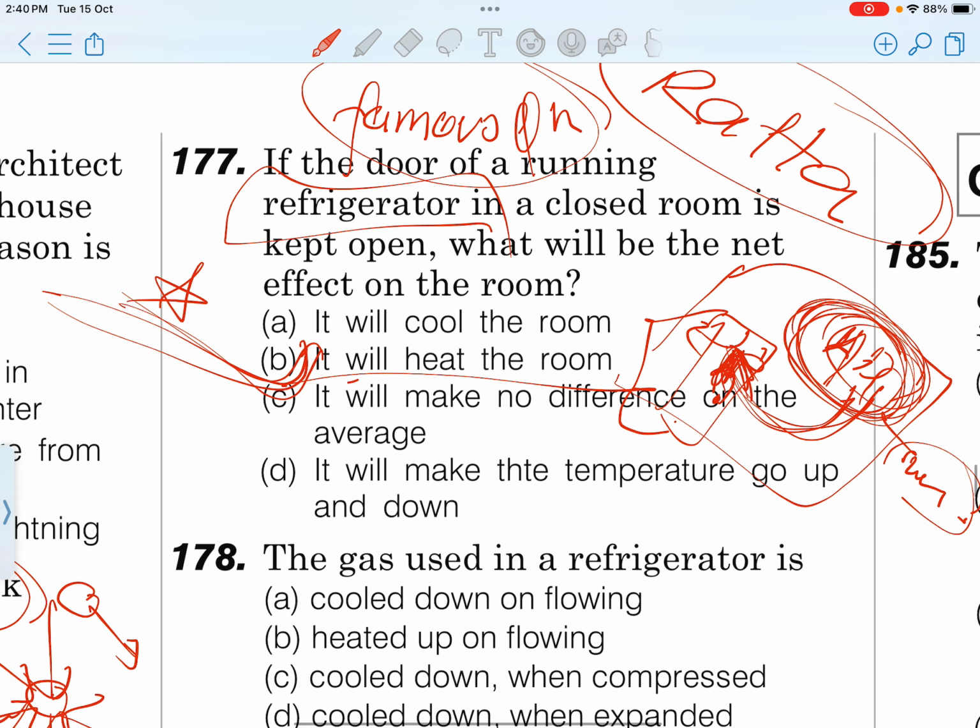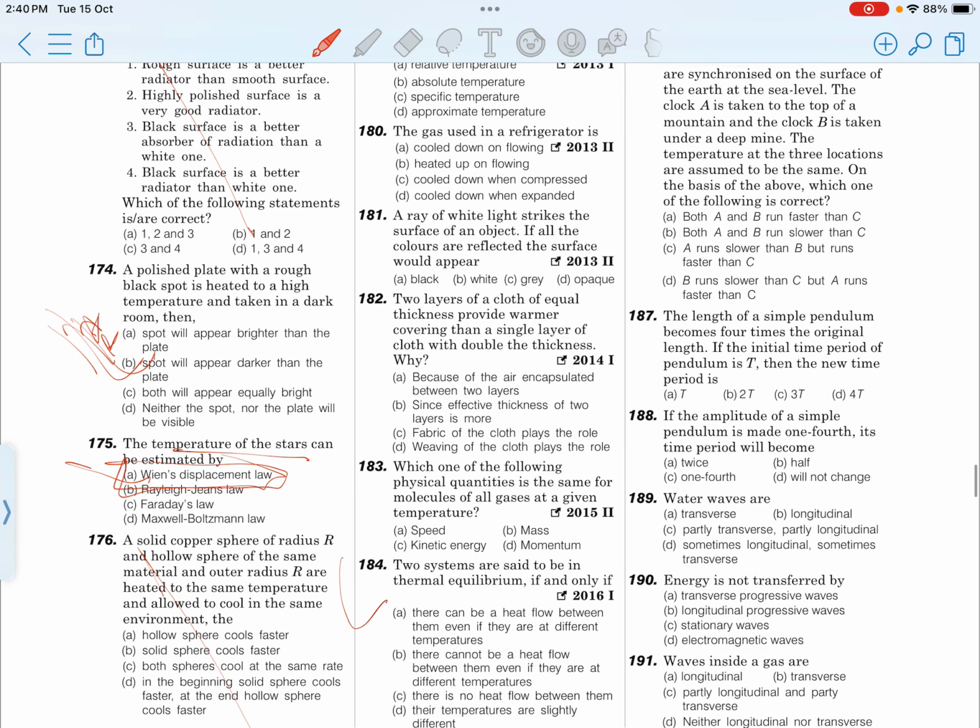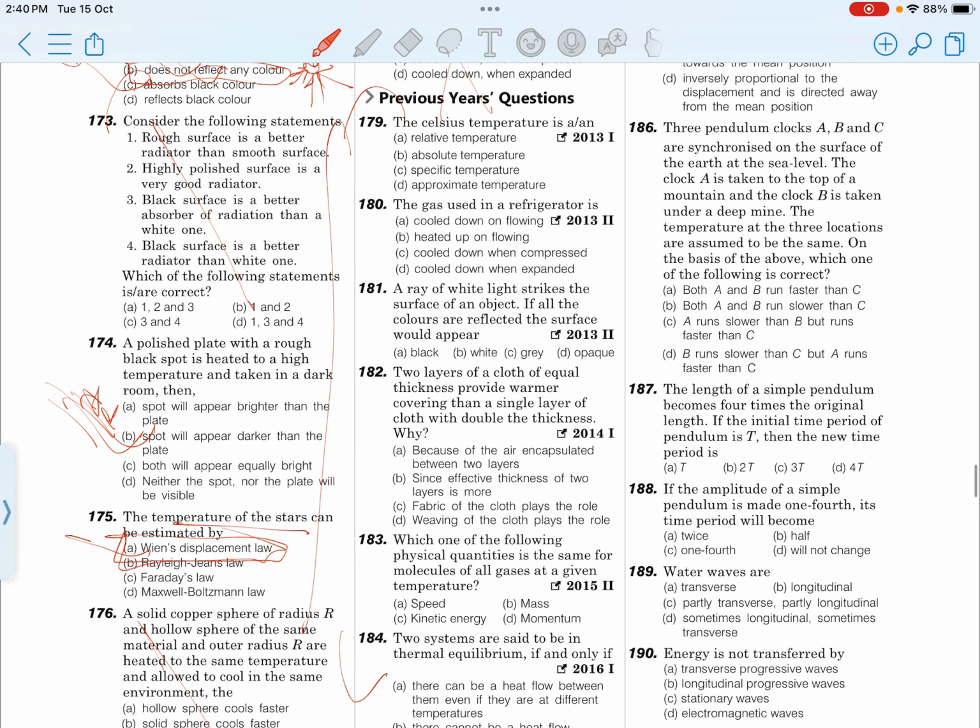So this is homework. You have to do these previous year questions. Do this. This is also your homework. Screenshot it, okay? Homework.